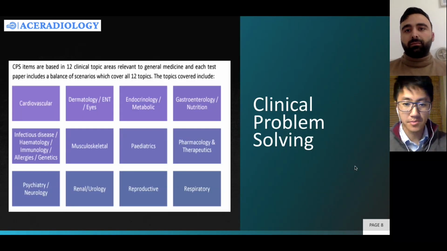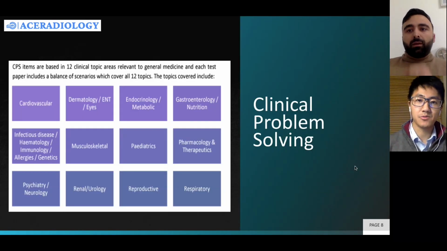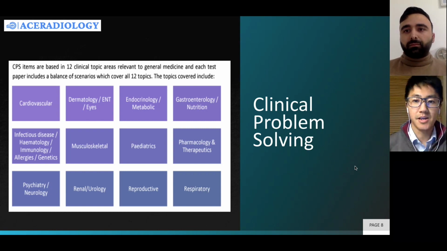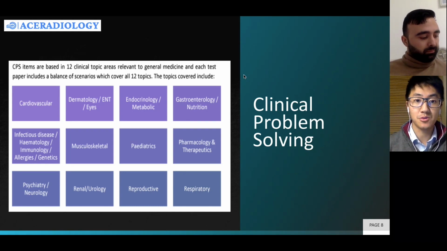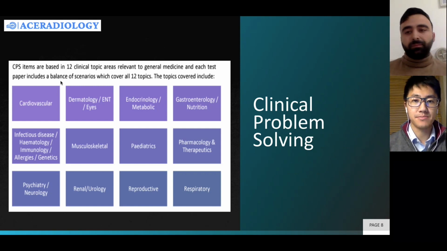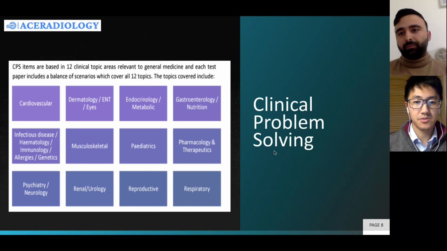Great, thanks, Jacob. So I'll start by talking about the clinical problem solving section. The reason we're starting with this is because we believe this is the part that you can have a bigger impact on your score with. So the section is a bit like your final year medical school exams, where it's based on various specialties, which you can see up on the screen now. And you'll get a certain number of questions that will cover each of these topics.